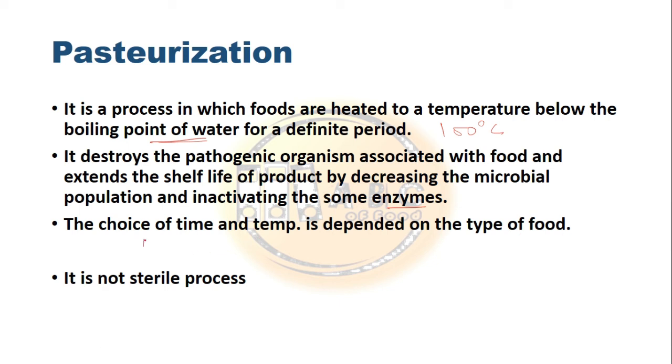For example, for milk it is 63 centigrade for 30 minutes. For beer it is 65 to 68 degree centigrade for 20 minutes. It is not a sterile process. It means that they can still contain vegetative spores and organisms which are still capable of growth.